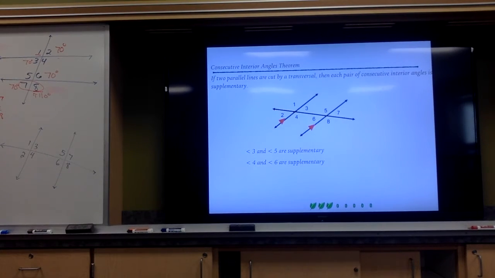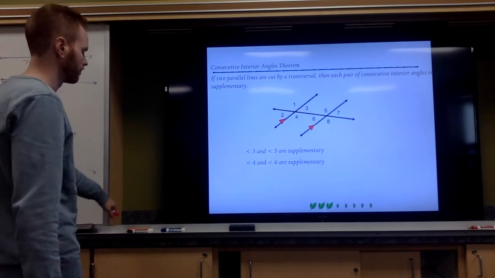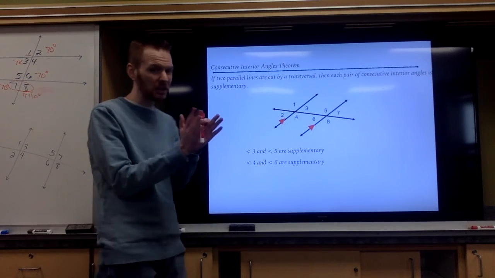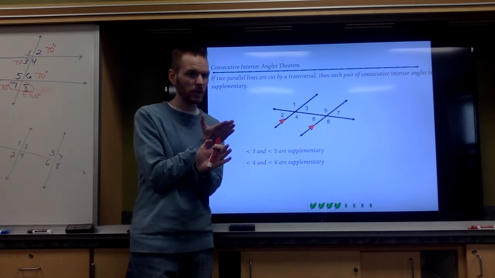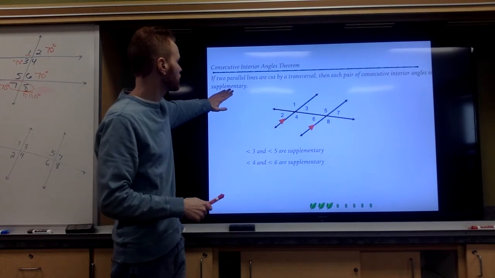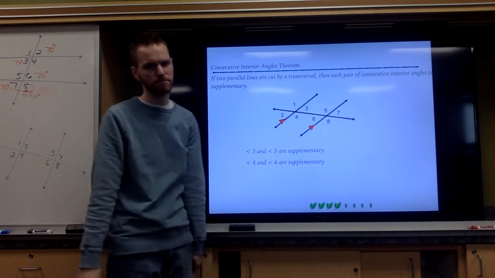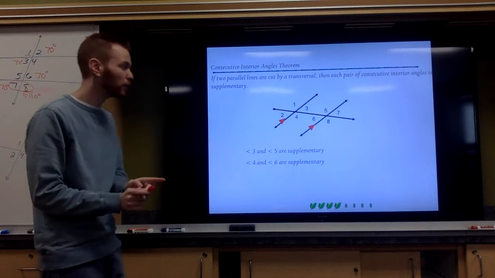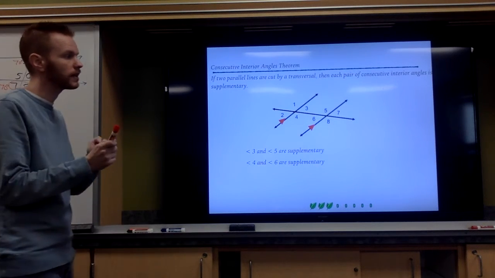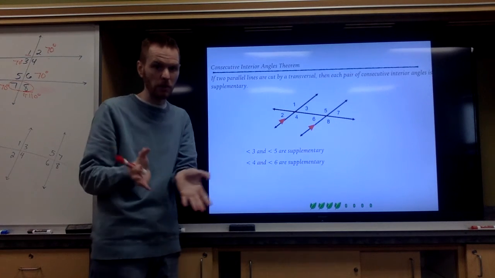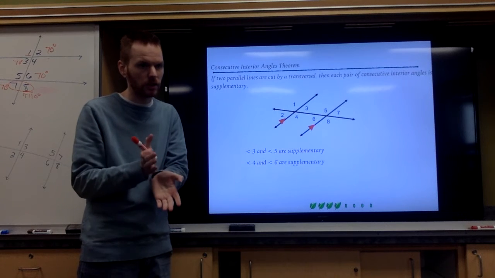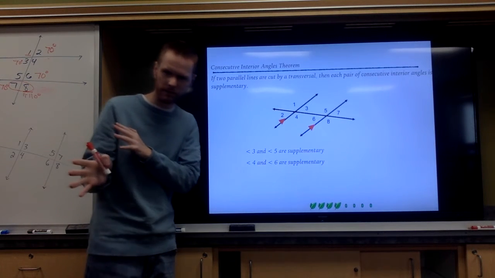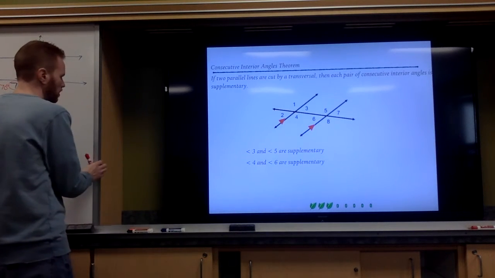All right, now, consecutive interior. Once again, as long as the lines are parallel and a transversal cuts through them, consecutive interior angles are supplementary. Okay, you have to be careful with that. This is the only set of angles in that whole list that we learned that is not congruent. Okay? Let's go back to the previous example.